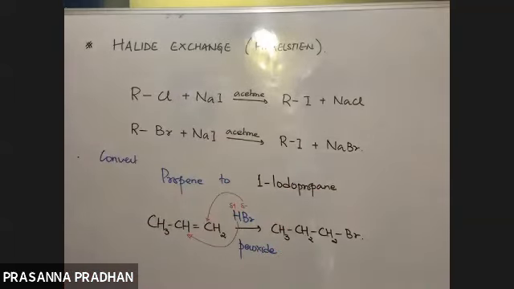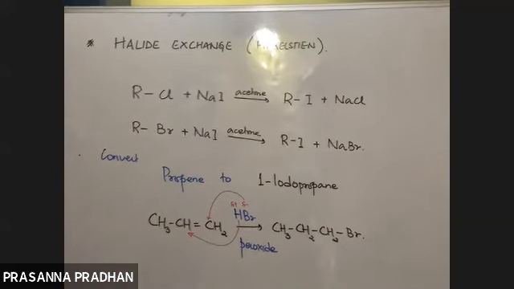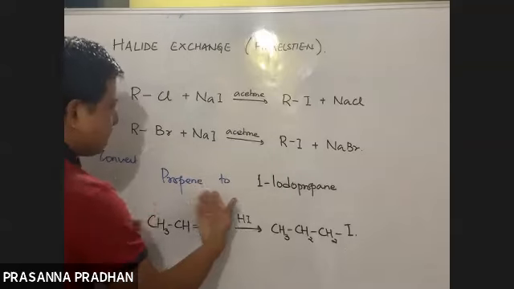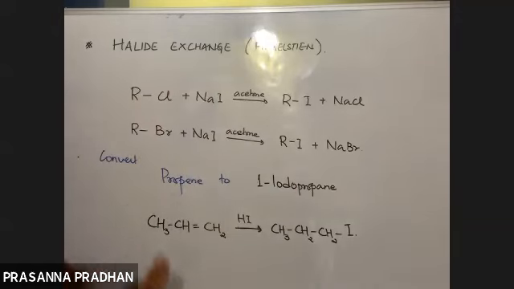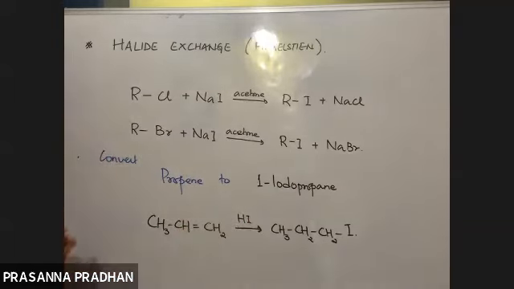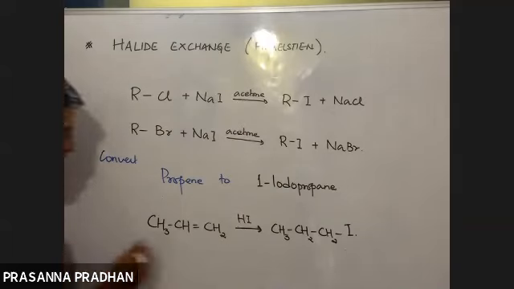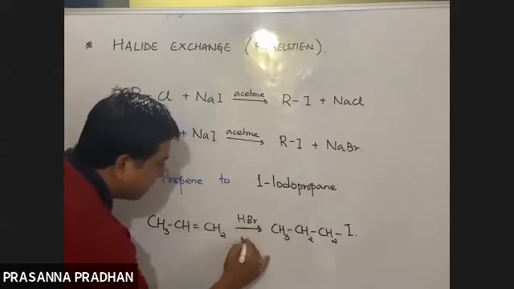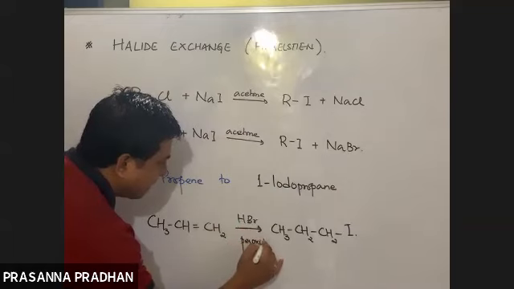Convert propene to 1-iodopropane. So now, how are we supposed to do this? In order to convert propene to 1-iodopropane, we have seen that we need to add HI following anti-Markovnikov's rule. But HI does not give anti-Markovnikov addition. So first, what will I do? I'll add HBr in the presence of peroxide.